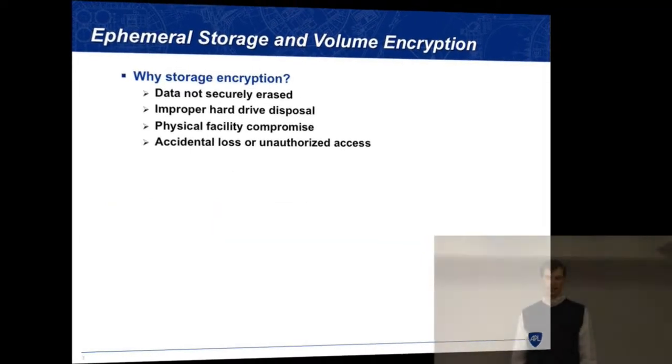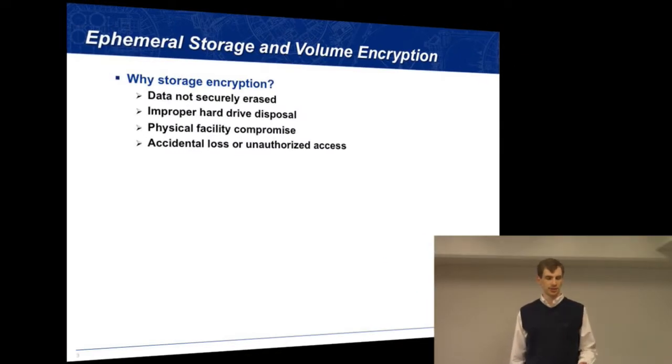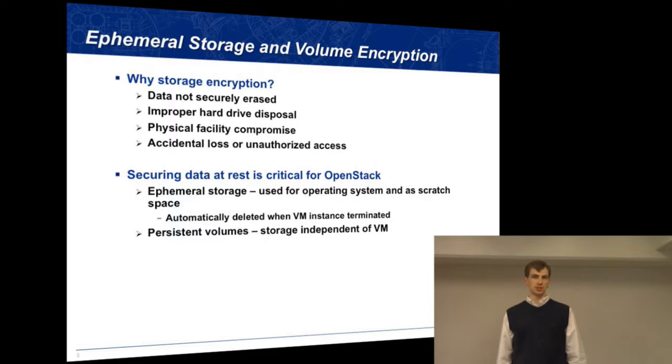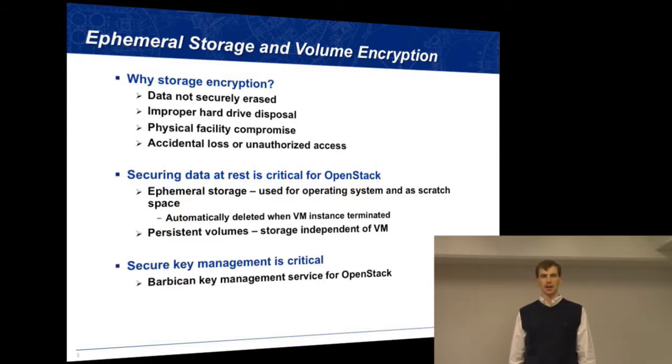Some of the threats that we're protecting against are listed at the top of the slide: data not being securely erased, improper hard drive disposal, or physical security compromise are some of the ones that I didn't mention previously. In order to combat some of these threats to confidentiality, we have looked at adding several new security features to OpenStack, including ephemeral storage encryption and encryption for persistent volumes, or Cinder, the block storage service. However, it's fairly easy to know that the best encryption scheme without secure key management doesn't do us much good. And so in the Juno development cycle, we have also stepped up and increased our efforts to partner with the Barbican team to provide secure key management for OpenStack.